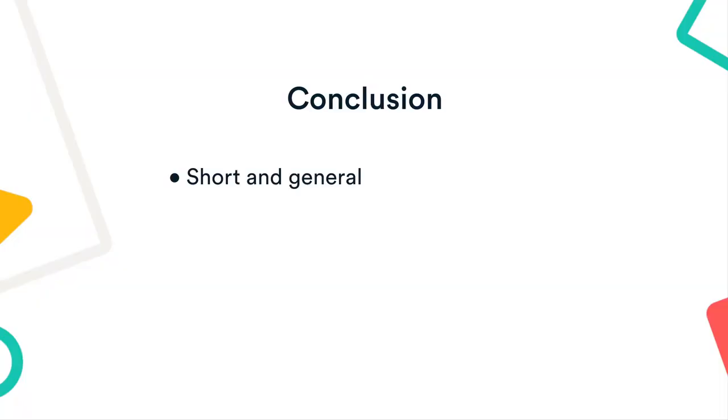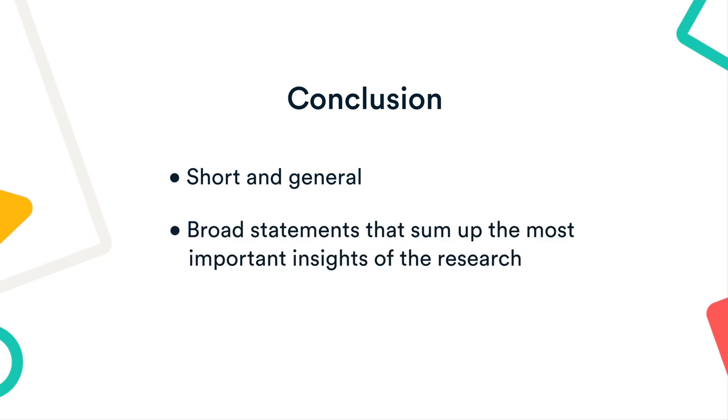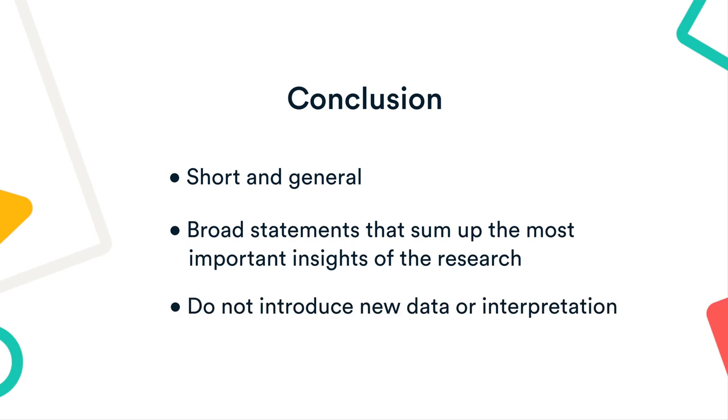The line between discussion and conclusion is sometimes quite blurry. To clear things up, conclusion is shorter and more general. You don't discuss specific results, but make broad statements that sum up the most important insights of the research. That being said, you should not introduce new data or interpretations in the conclusion.